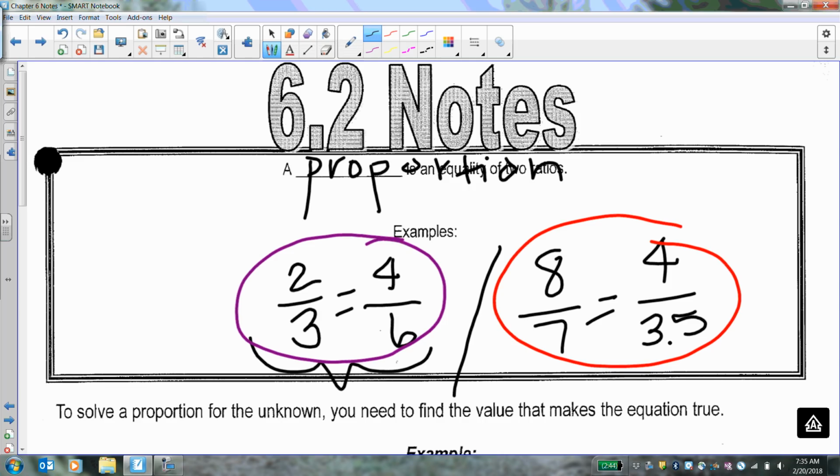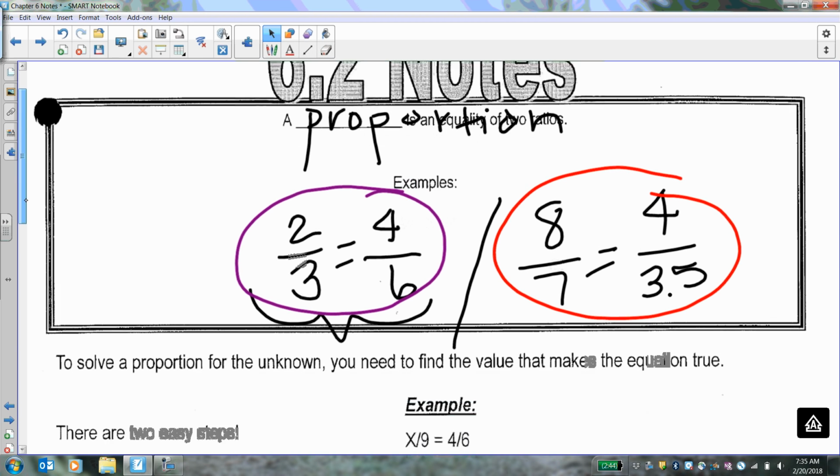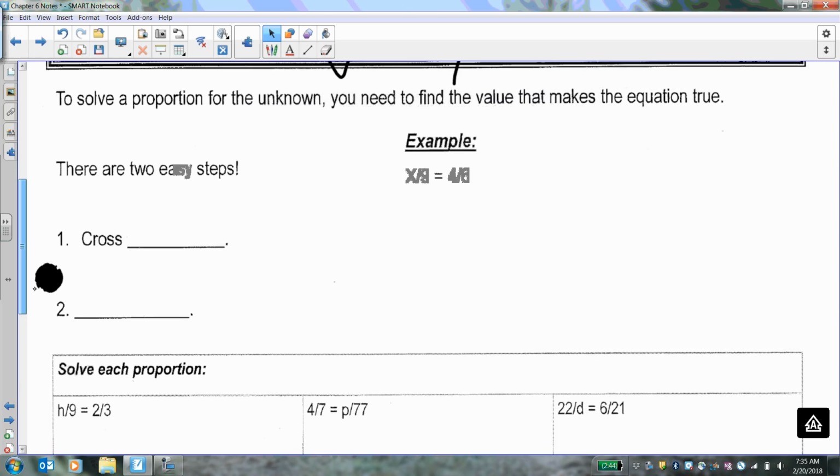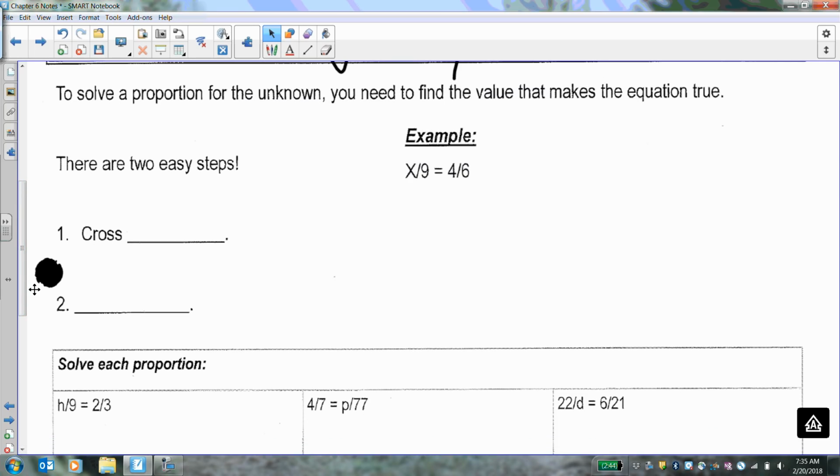All right, so sometimes you may be asked to solve a proportion. So let's say they're wanting you to solve the proportion for the unknown. You need to find the value that makes the equation true. And yes, some of these you could do in your mind, but there's a much easier and quicker way to do it without having to do it in your mind. There's just 2 easy steps.